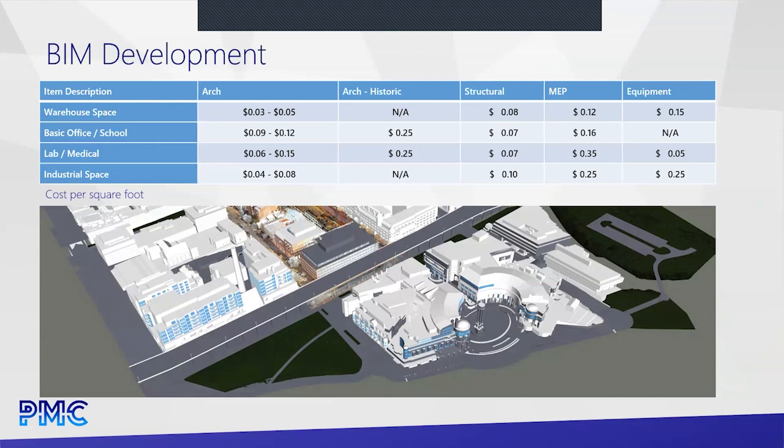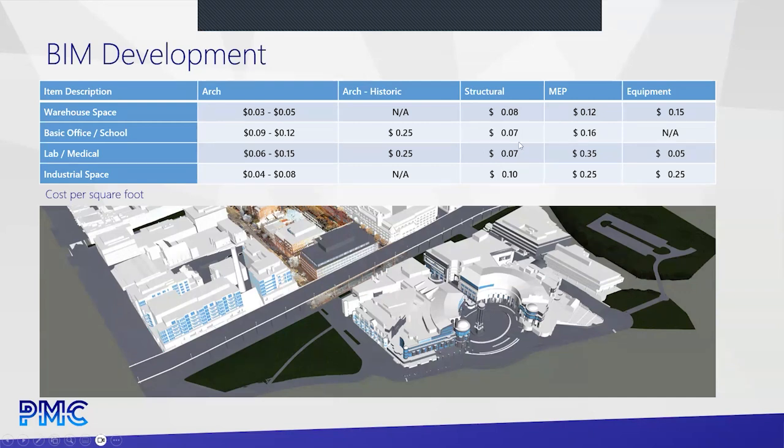You can obviously see what they are, but they're all cumulative, with the exception of architectural and historic architecture. You would pay one or the other, not both. It wouldn't be cumulative. And the historic architecture number is for really historic buildings. Most buildings are going to fall somewhere between those two numbers, between normal and historic. And then you add for different things, right? Structural is a complicated one.